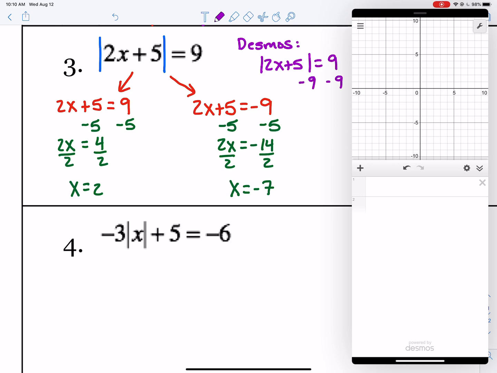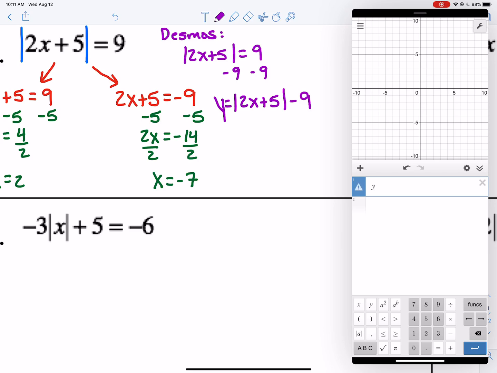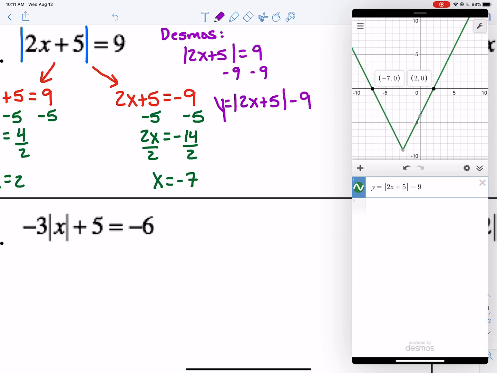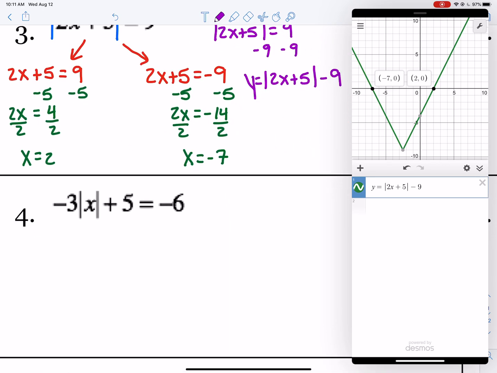So let's subtract 9 to get it on the other side, and we would have the absolute value of 2x plus 5 minus 9, and then let's just put y equals in the front to make it look like a function. So put y equals, get your absolute value symbol, 2x plus 5, then make sure you move outside the absolute value symbol and then subtract the 9. Click on the x-axis and we can see we have two solutions that indeed do match. They match what we got is what I'm trying to say.